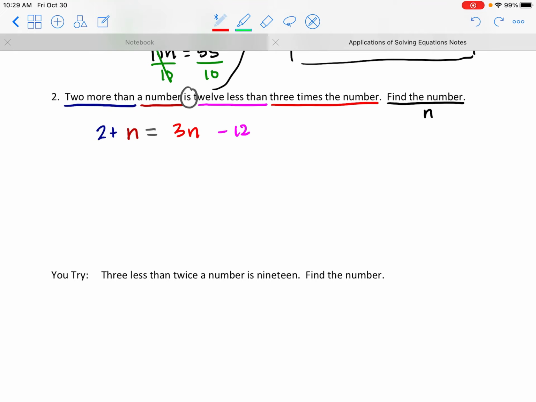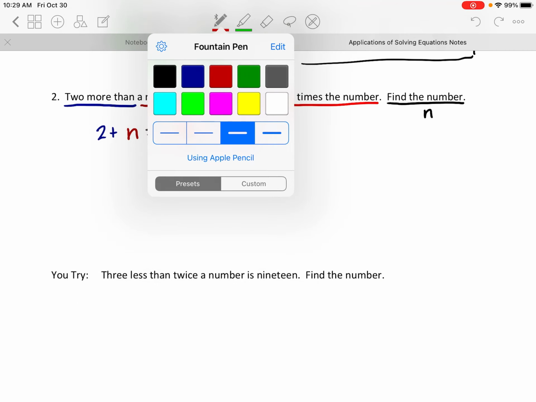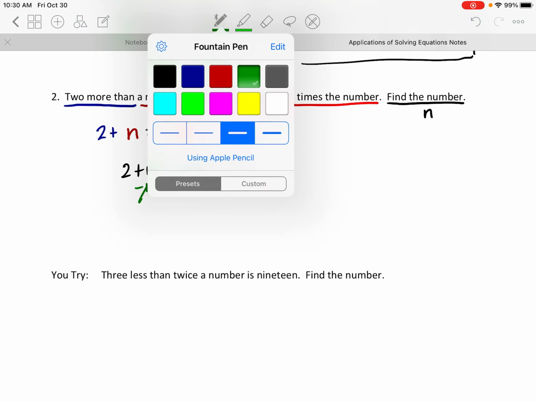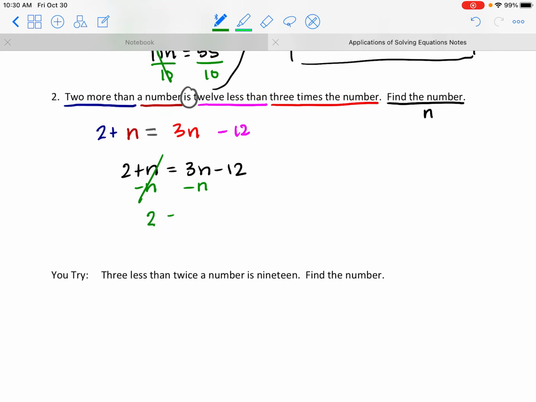Okay, so now we're ready to solve. So let me just write this all in one color. This is 2 plus n equals 3n minus 12. So nothing to simplify on the left, nothing to simplify on the right. There's nothing to distribute. There are no like terms on either side, but I do have variables on both sides. I want to get those together. This time I'm going to choose to subtract this n. That way I'm left with positive n's, so that's going to cancel there. And that's going to leave me 2 on this side.